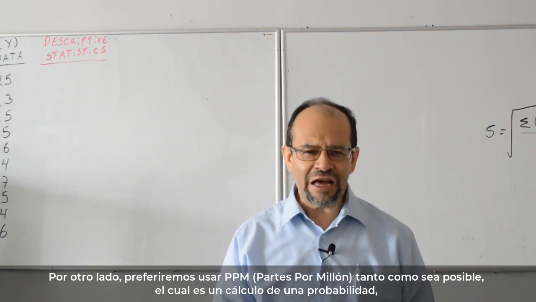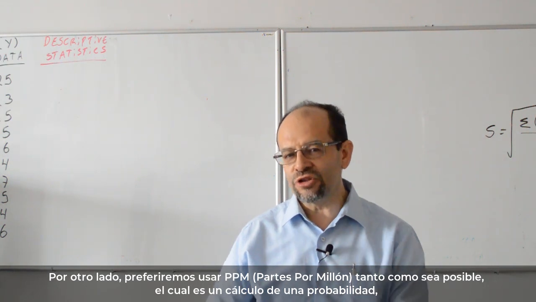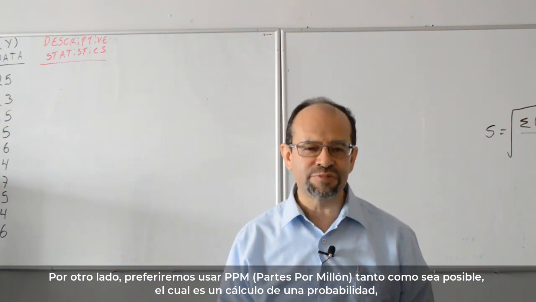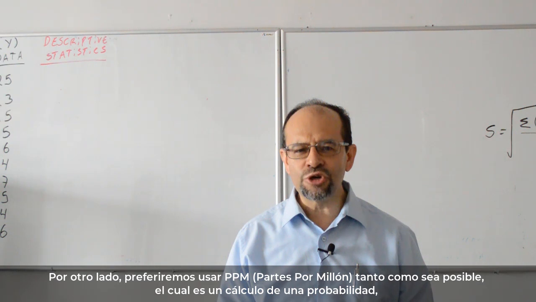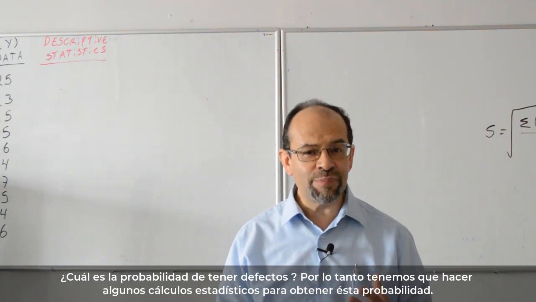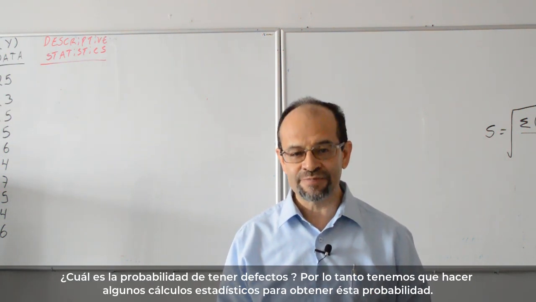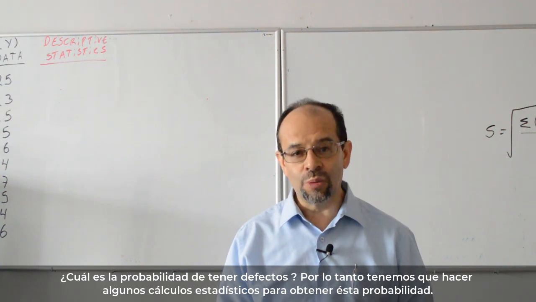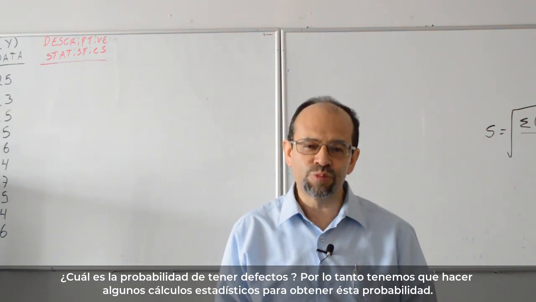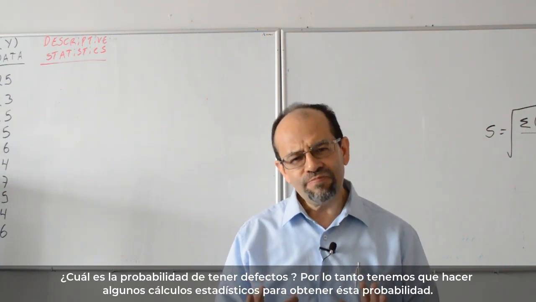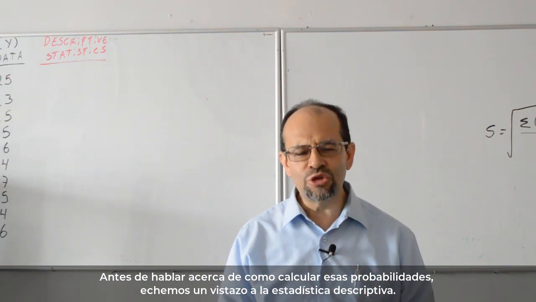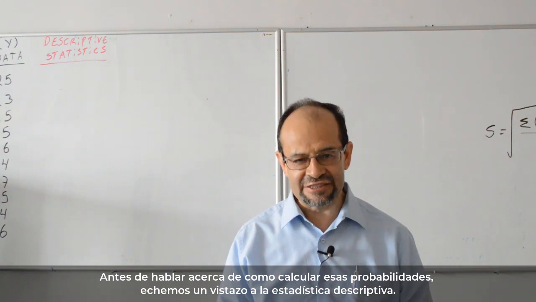On the other hand, as much as possible, we would prefer to use PPMs or parts per million, which is a calculation of a probability. What is the probability of having a defect? Therefore, we have to do some statistics to calculate those probabilities. Before talking about how to calculate those probabilities, let's take a look at some descriptive statistics.